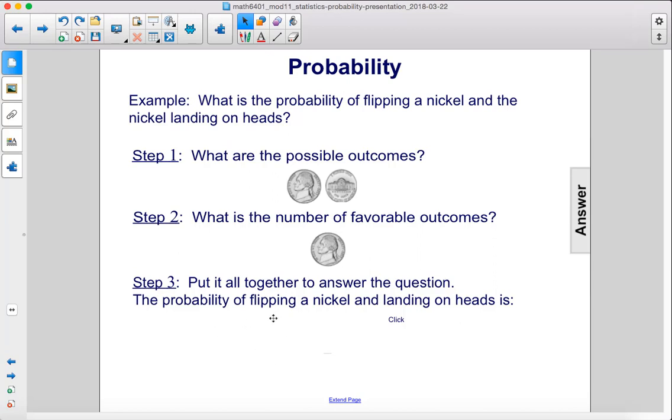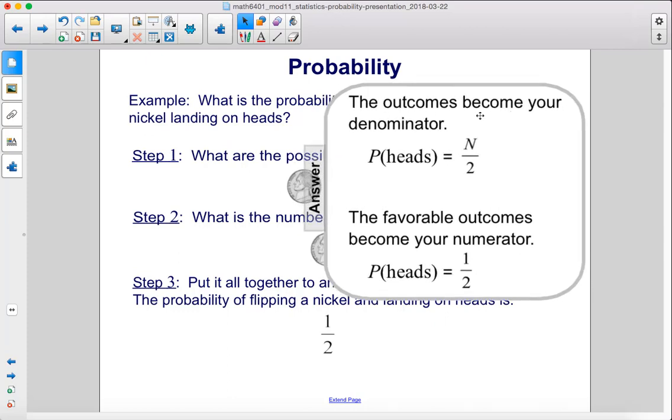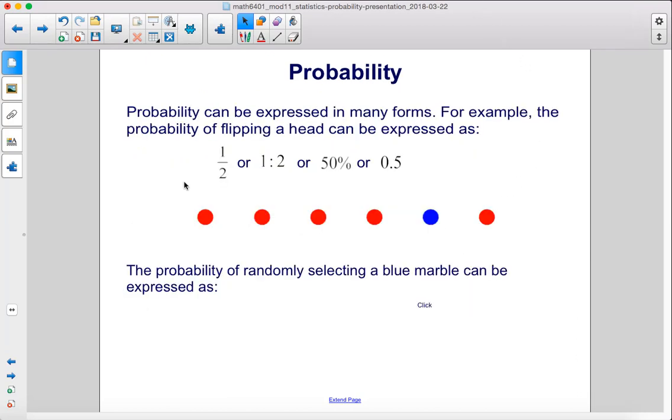The probability of flipping a nickel and landing on heads is 1 over 2, because we have the number of favorable outcomes over the number of possible outcomes. The outcomes become your denominator. So the probability of getting heads is a fraction where the denominator is the total number of possible outcomes and the favorable outcomes becomes your numerator. So here, the probability of heads is 1 over 2.